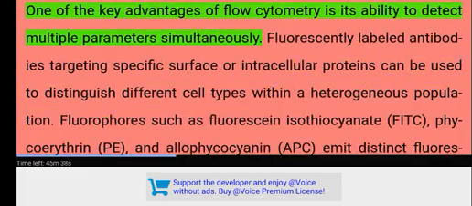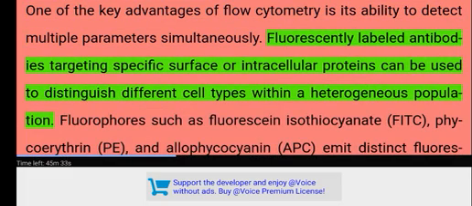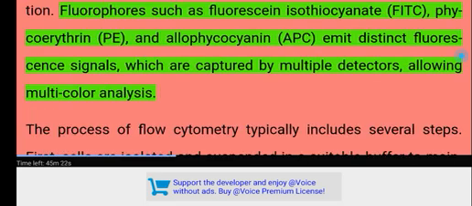One of the key advantages of flow cytometry is its ability to detect multiple parameters simultaneously. Fluorescently labeled antibodies targeting specific surface or intracellular proteins can be used to distinguish different cell types within a heterogeneous population. Fluorophores such as fluorescein isothiocyanate, FITC, phycoerythrin, PE, and allophycocyanin, APC, emit distinct fluorescent signals, which are captured by multiple detectors, allowing multicolor analysis.